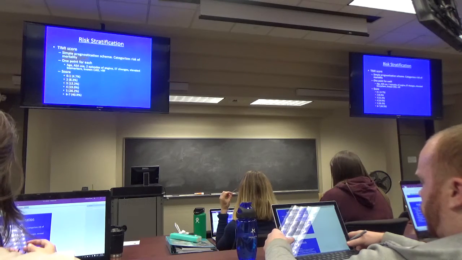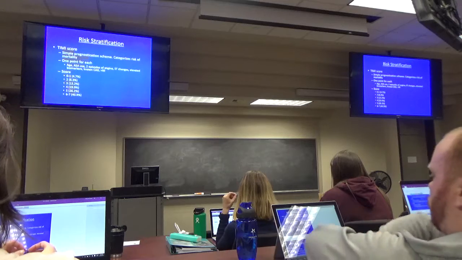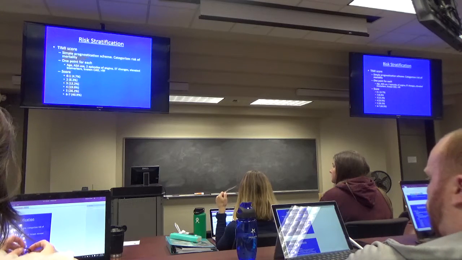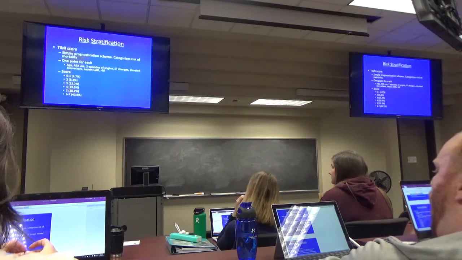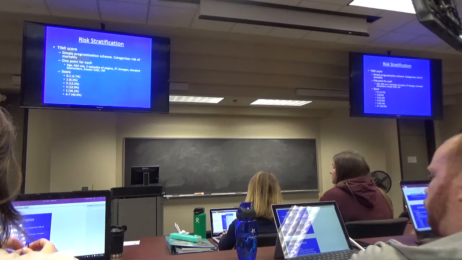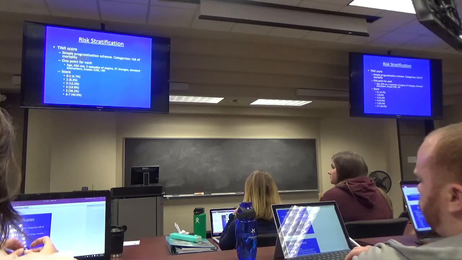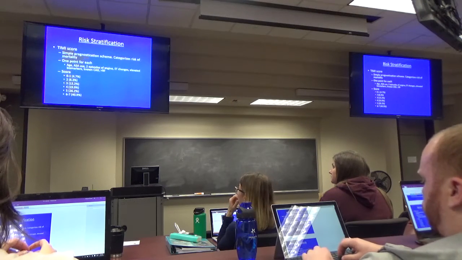TIMI score, another risk stratification, categorizes risk of mortality. It has more segments and points that you can get, and then those points obviously add up to percentages, which, you know, you get those percentages there, but then again, it doesn't really tell you what to do with those percentages. So, you know, is 13.2% too high to send home, or is 8.3%? That sounds kind of high to me.